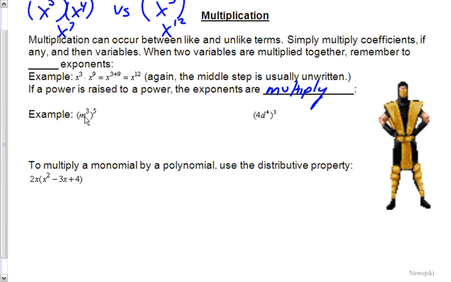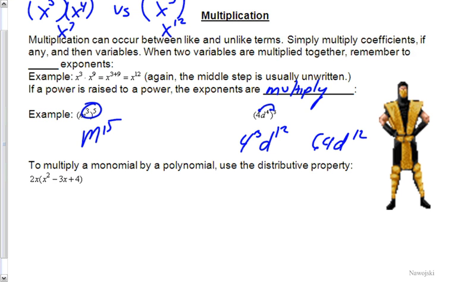Okay, m to the third to the fifth. You multiply these because it's a power to a power, that's m to the 15th. Over here, you're going to multiply them again. Now one of the things people forget is this distributes to anything in there. So it's 4 to the third, d to the 4 times 3, which is 12. And 4 to the third is 4 times 4, which is 16, times 4, which is 64.